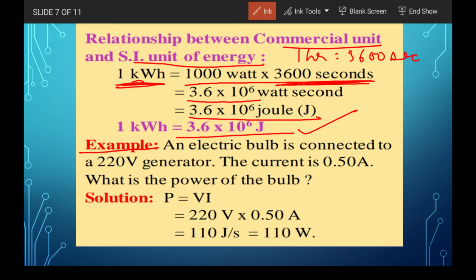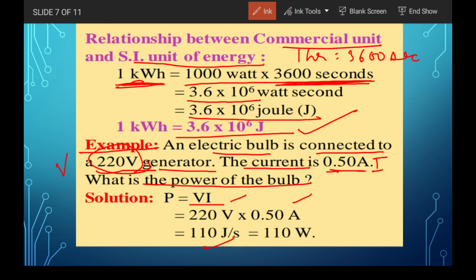Now here is an example also given. An electric bulb is connected to a 220 volt generator. Voltage V is given here, and the current I is 0.5 ampere. What is the power? We know that the formula of power is V into I. So very simple, we will multiply it and get this answer. The unit of power is watt, so we'll write the answer as 110 watt.